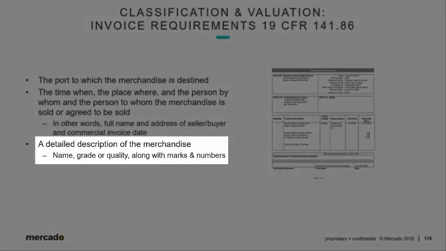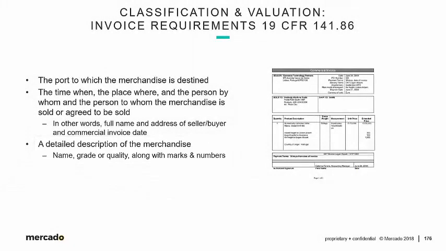Last bullet here is a detailed description of the merchandise with its name, grade or quality, especially for agricultural products, along with any marks and numbers. This is the part of the commercial invoice that hopefully most closely aligns with the product description found in the HTS US. Without writing a book, basically, we want to have a description on the commercial invoice that any party can use, especially a customs broker, to properly classify imported merchandise. That is found on the commercial invoice.